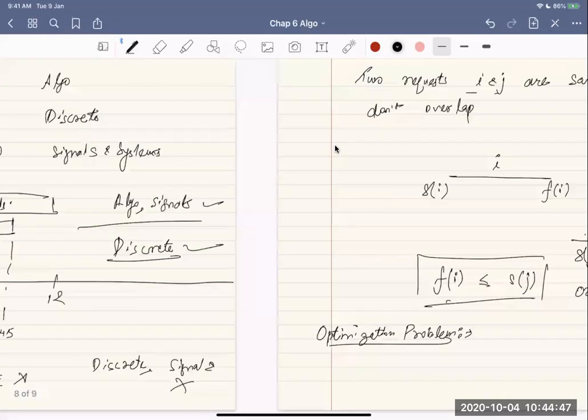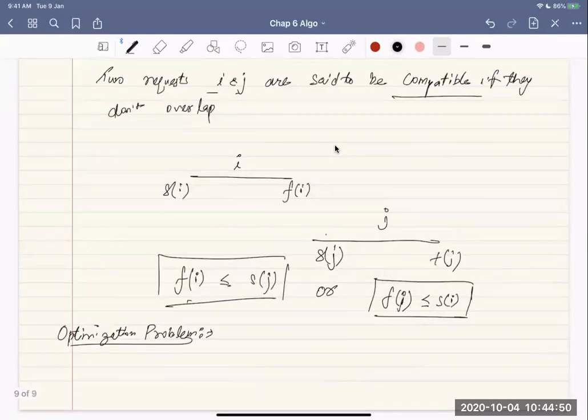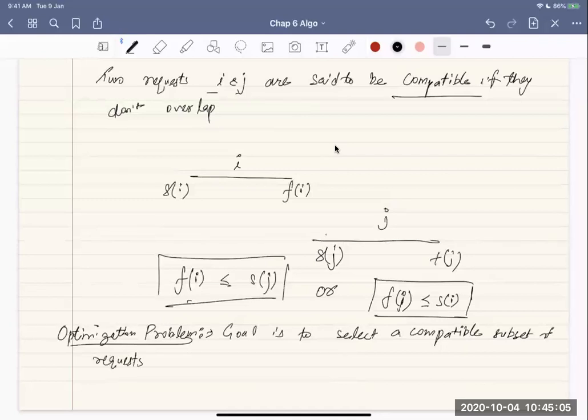So you can say, for example, we start with a goal that is: I want to select a compatible subset of requests that is of maximum size, to keep maximum people happy. And of course, do this efficiently.